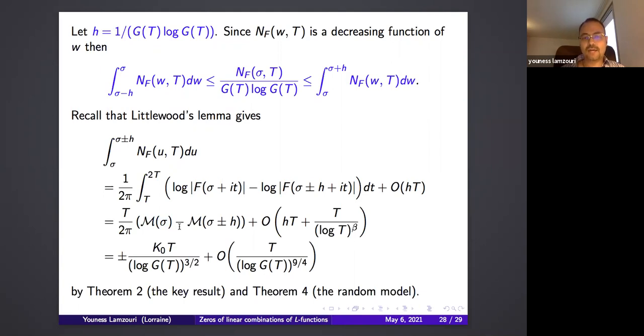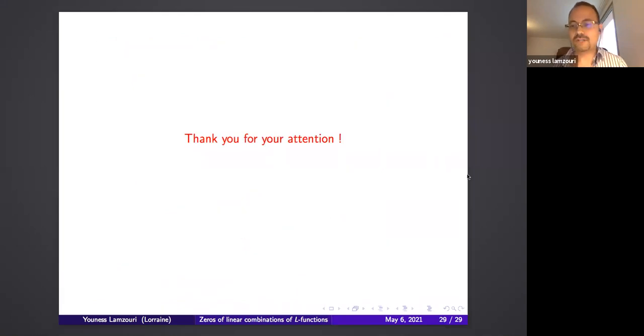And then the last result, which is theorem four, the investigation of the random model by comparing the random model to the Gaussian, allows you to prove an asymptotic form of this, where you have a leading term coming from the Gaussian, and then you have T divided by log GT to the 3/2. And you have the same asymptotic in both sides. And so you have an asymptotic for this. So you just multiply by GT divided by log GT. That's why you have K_0 T GT divided by square root log GT in the main result. So that's all I would like to say. Thank you very much for your attention.